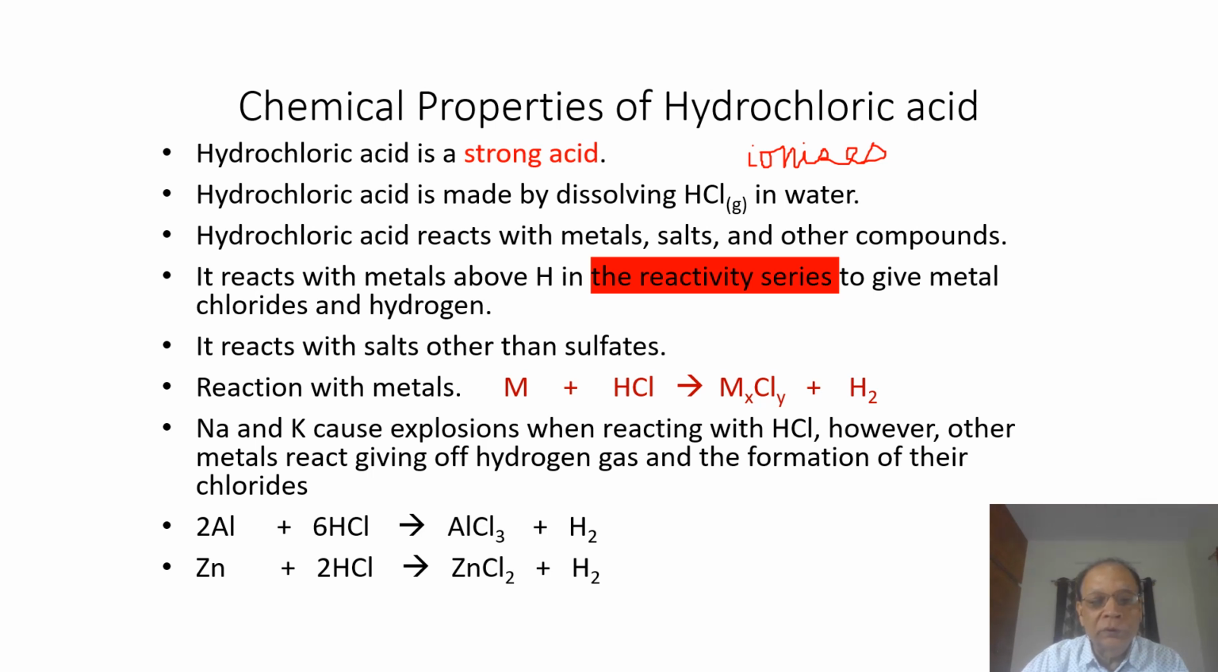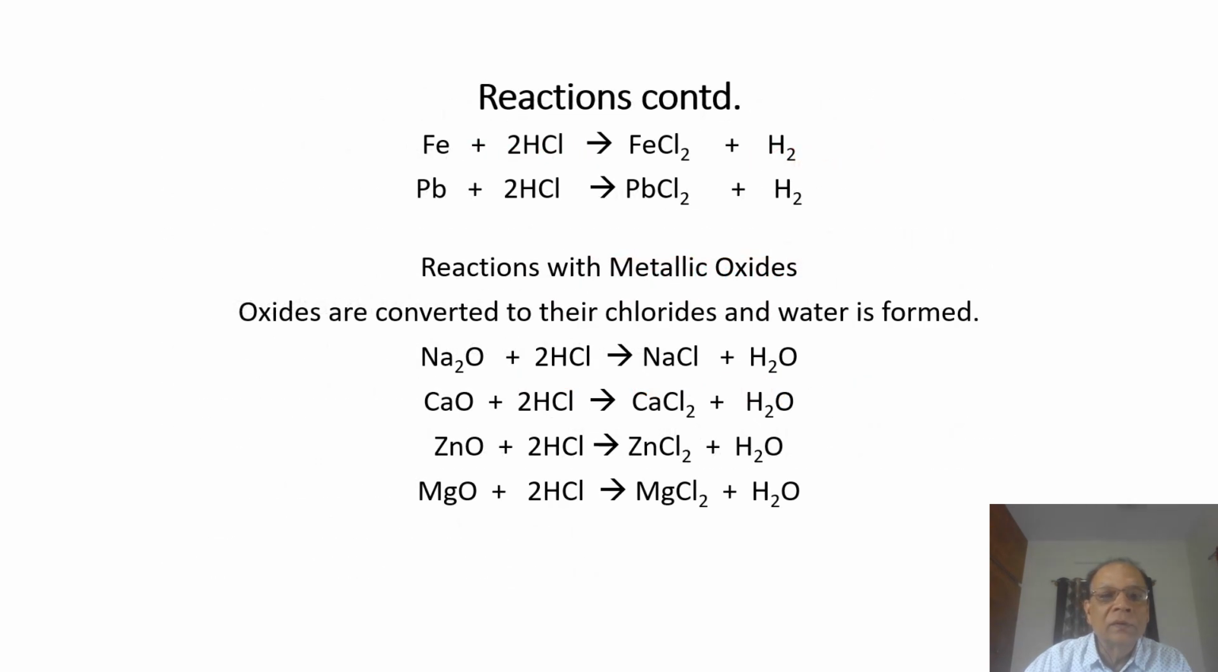So the aluminium reaction is as follows. It gives aluminium chloride and hydrogen. Zinc displaces hydrogen from HCl, forming zinc chloride and hydrogen gas. Iron reacts slowly with HCl, forming iron chloride 2, FeCl2, not FeCl3, and releases hydrogen. So iron also displaces hydrogen from hydrochloric acid.